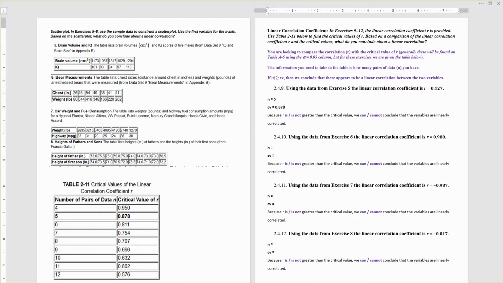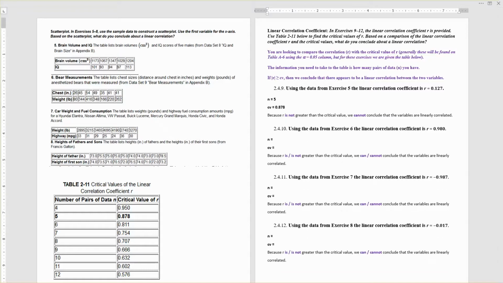And what this means is the value of R, without regard to sign, needs to be at least this large, greater than or equal to this number, for us to consider these two variables as being linearly correlated. So is 0.127 greater than 0.878? It is not. And if it's not greater than the critical value, then we cannot conclude that the variables are linearly correlated.